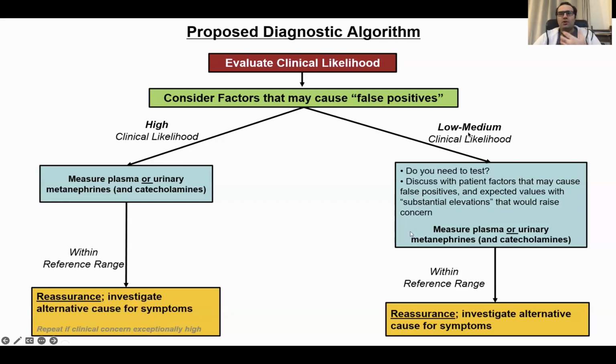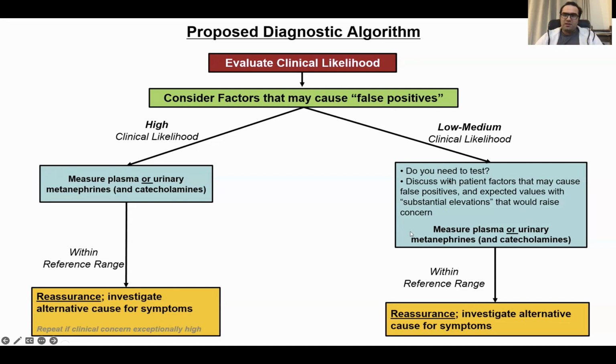If the patient has a low or medium clinical likelihood, the first question should be, do you even need to test that patient? But when we are testing the patient, we should discuss with the patient that there are factors that may cause false positives and that may be slightly elevated. So we are expecting the values to be substantially elevated. Because if we don't explain all these things and the patient has slightly elevated metanephrines and we didn't have a high likelihood, then we will be in trouble, because we will keep on repeating the tests.